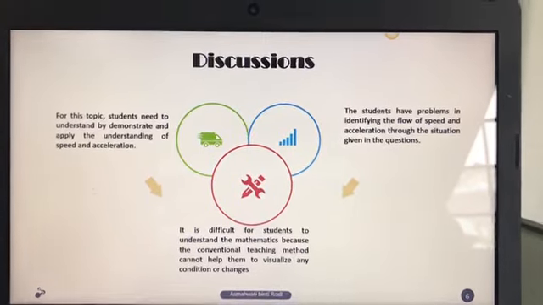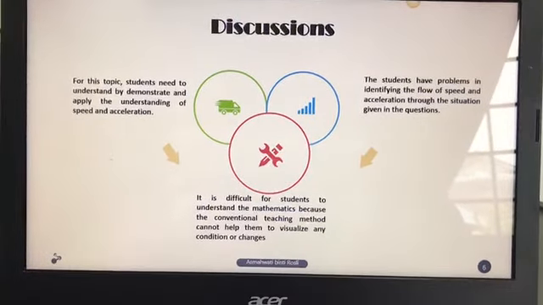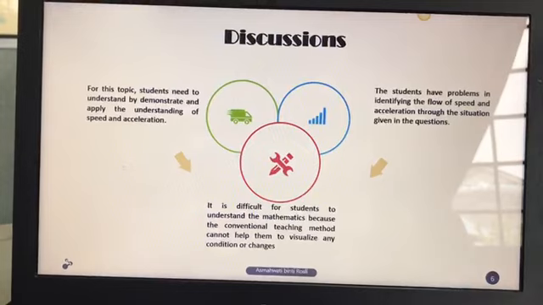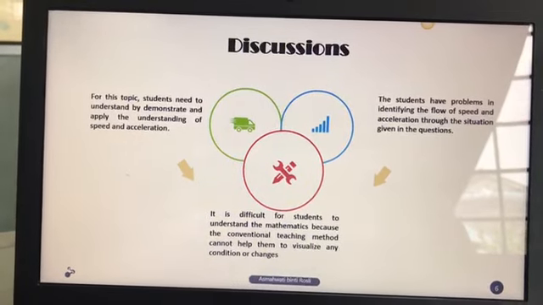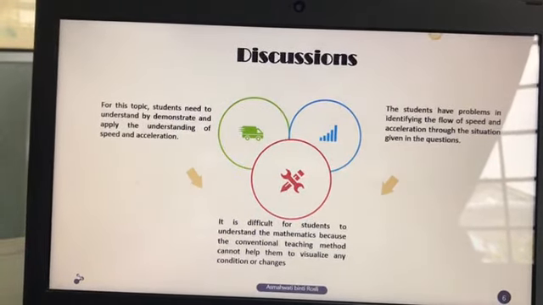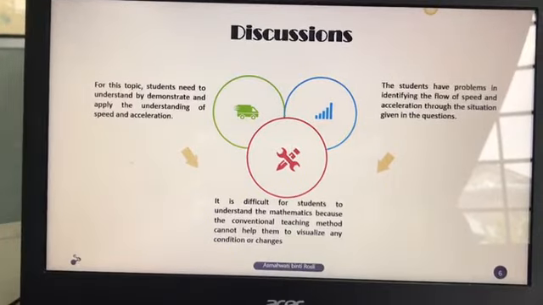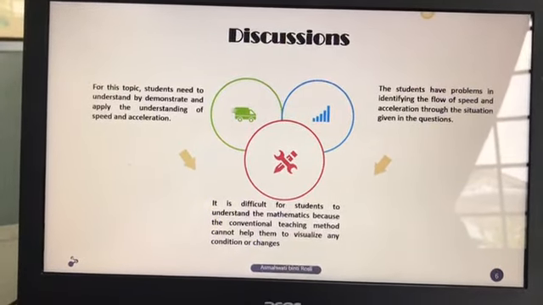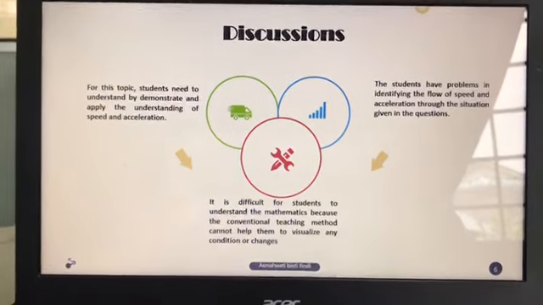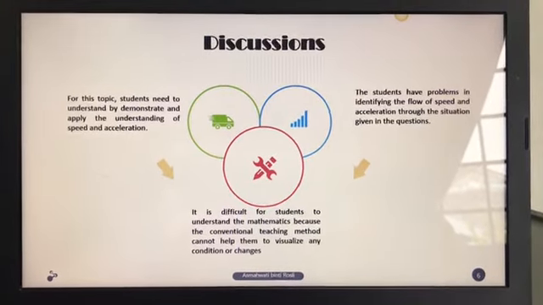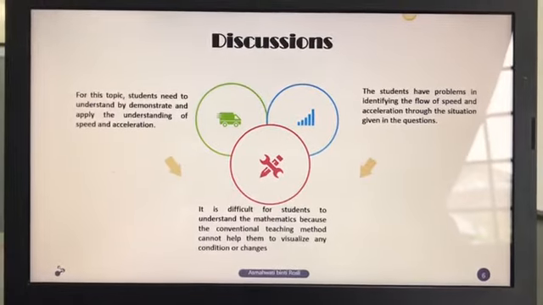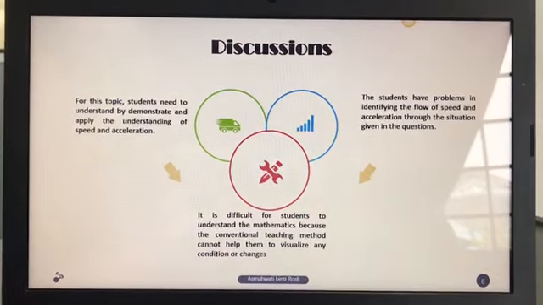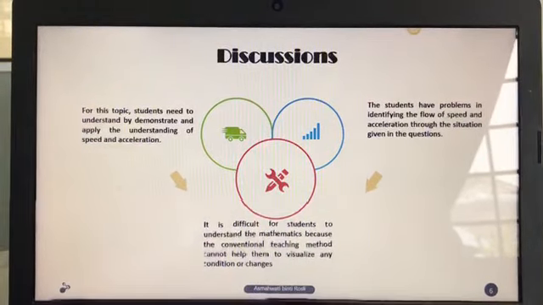It is difficult for students to understand the mathematics because the conventional teaching method cannot help them to visualize any condition or changes. According to Feifei and Robert 2019, much more research is required to understand what students think they are learning through discussion and how they learn when the tasks in their courses require them to move back and forth between.